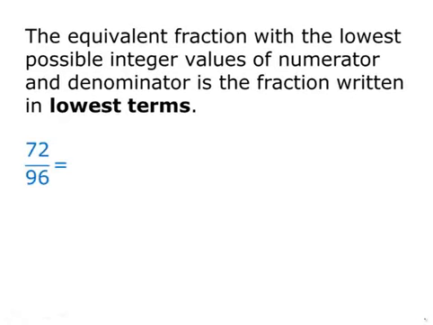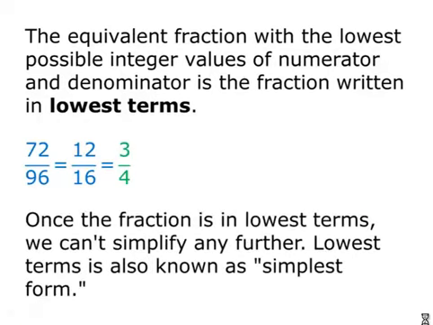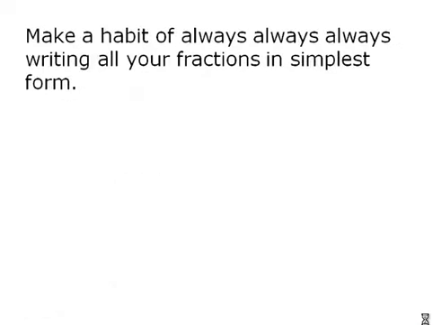So for example, we start out with 72 over 96. Both of those are divisible by 6. We can divide down to 12 over 16. Both of those are divisible by 4. We can divide down to 3 over 4. We cannot divide any further. That fraction is in lowest terms. Once the fraction is in lowest terms, we cannot simplify any further. Lowest terms is also known as simplest form.